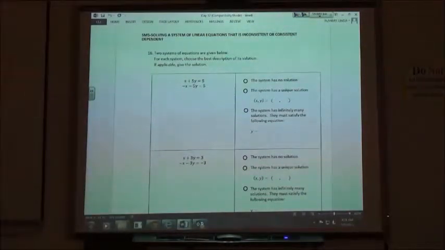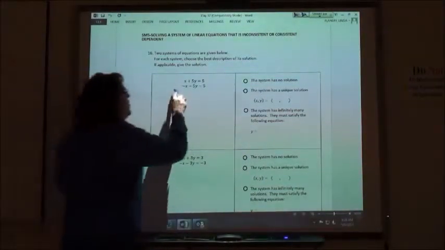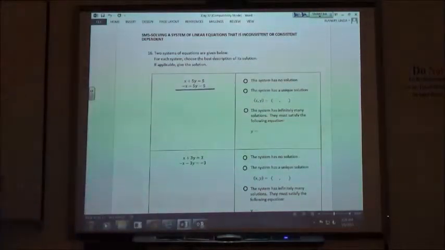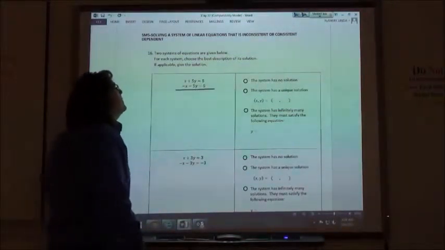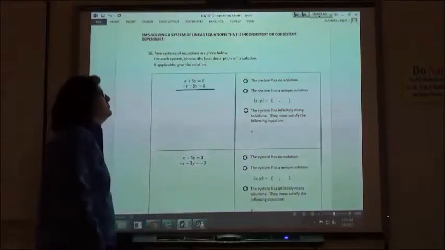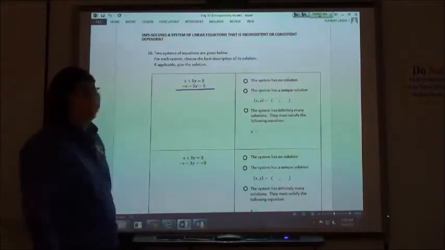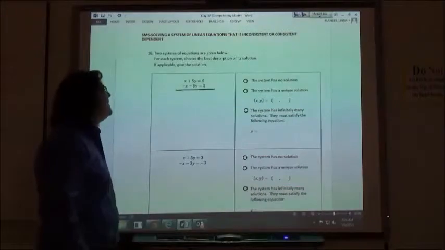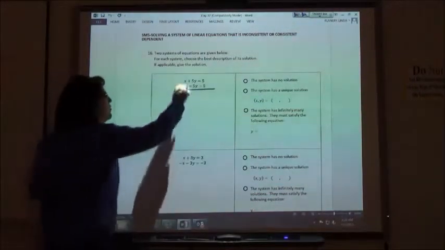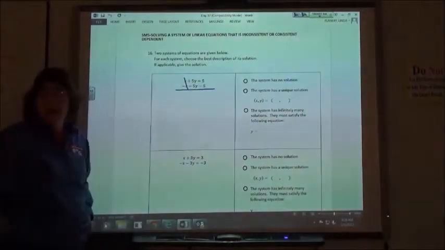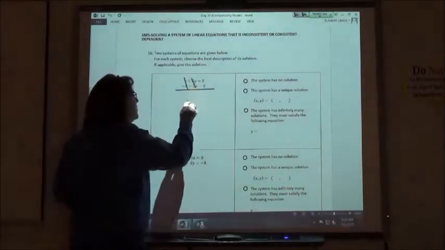They've already made it convenient for you where you don't have to multiply by anything. You already got some opposites. So we can go ahead and add. So on my top line, when I add those two equations together, what am I going to get? We're adding. So this is 1 minus 1, right? So it would be 0. And then you have 5 minus 5, which is also 0, right?